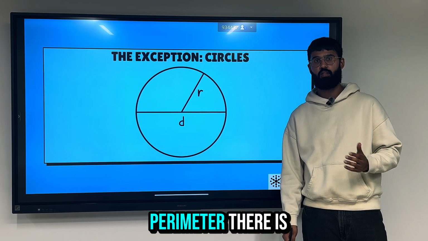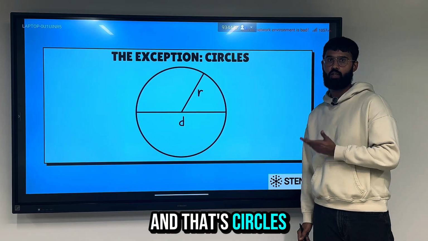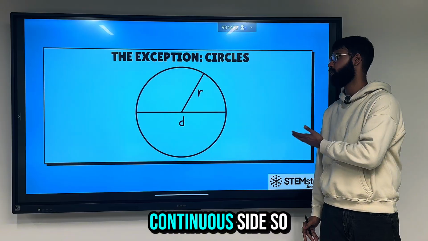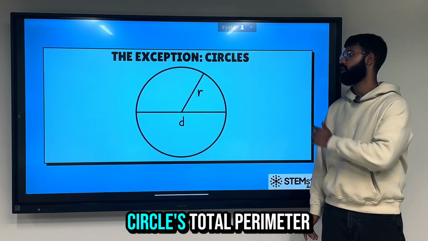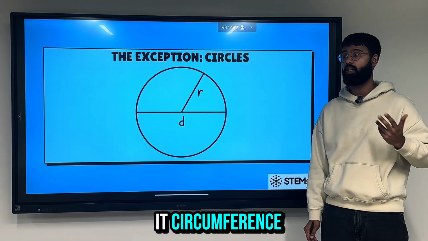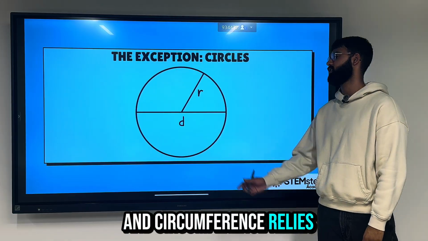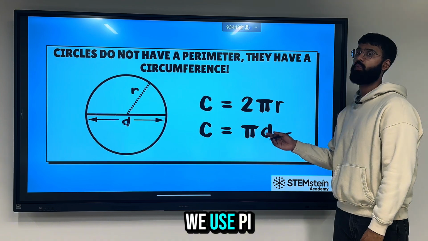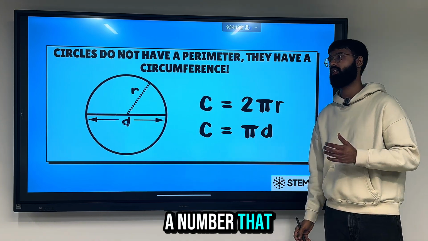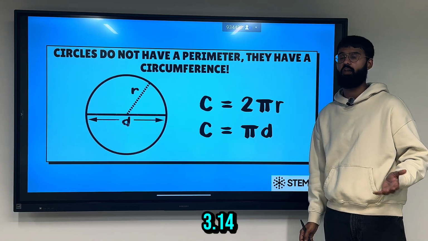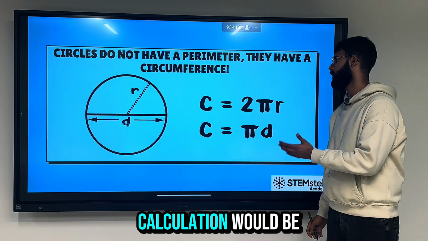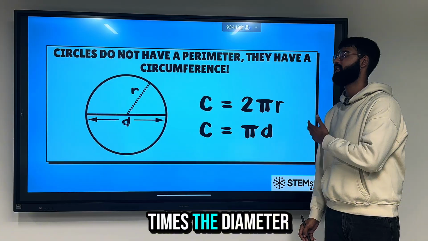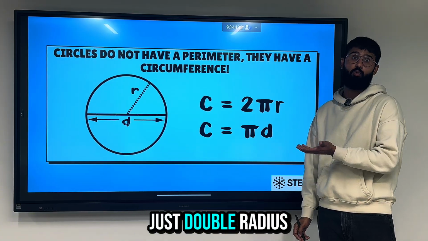In terms of perimeter, there is one major exception, and that's circles. Circles don't have sides. They just have one long continuous side. So to measure a circle's total perimeter, we actually call it circumference. And circumference relies on both radius, r, and pi. To calculate circumference, we use pi, which is a constant. For a number that is continuous, it would be 3.14. And circumference's actual calculation would be 2 pi times the radius, or just pi times the diameter, because diameter is just double radius.